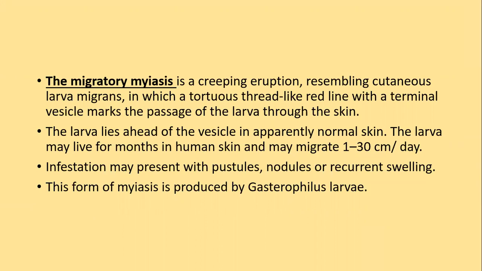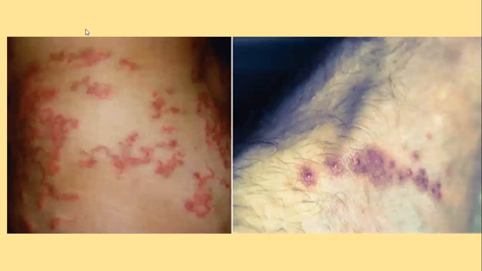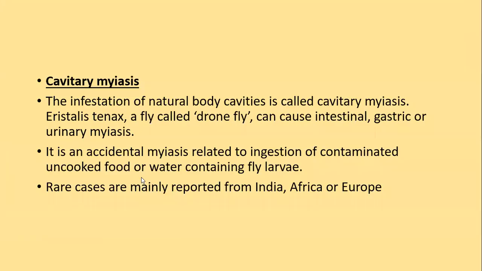This form of myiasis is produced by the larva of a fly, Gastrophilus. So these are the images of migratory myiasis. Looks very similar to larva migrans. So this is one of the differential diagnoses of cutaneous larva migrans.